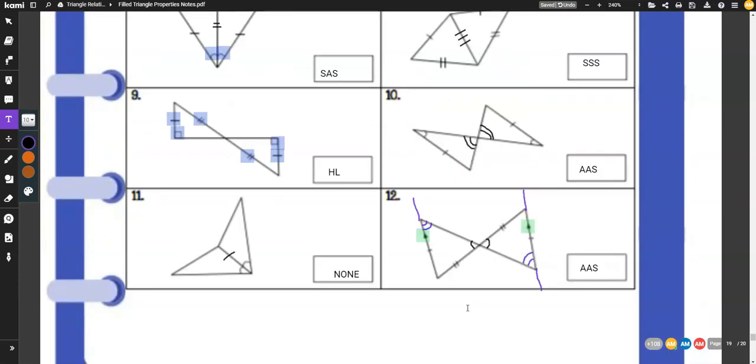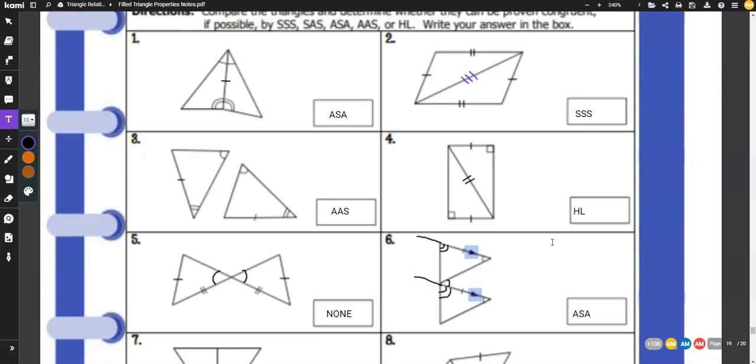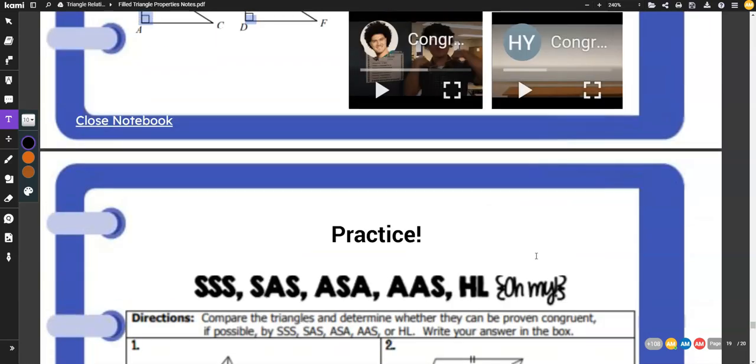And that's all we have for our congruent triangles lesson. Make sure that you color code where appropriate and that you have all these answers filled in so that you can get full credit on these notes.